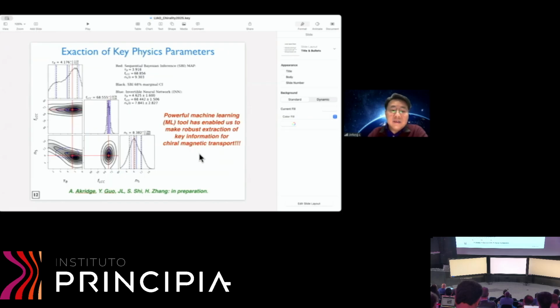With that, this result we're finalizing, and the paper is in preparation. But you can see we used several methods, including sequential Bayesian inference and an inverse neural network, to try to go from data back to parameters. We tried several different approaches, and they're all giving very robust and consistent results. Basically, you have a magnetic field lifetime of about 4 fm.